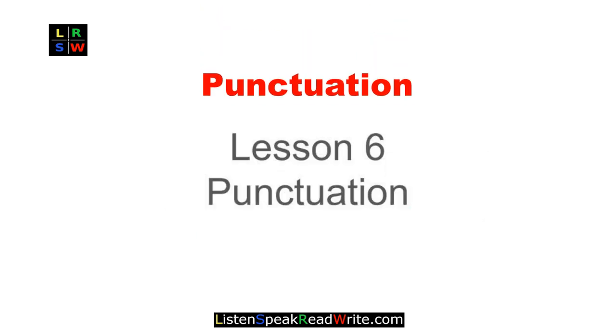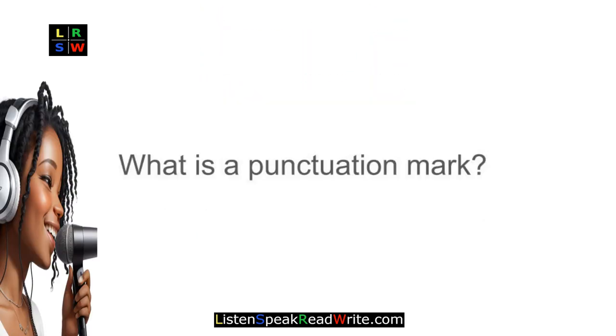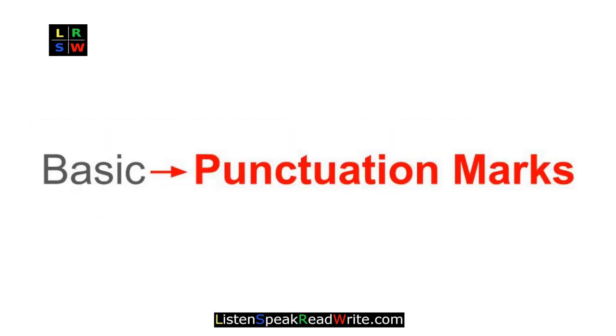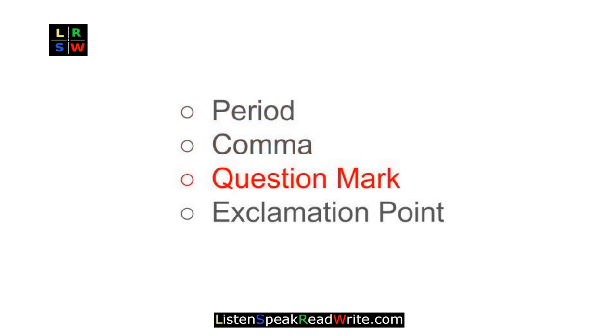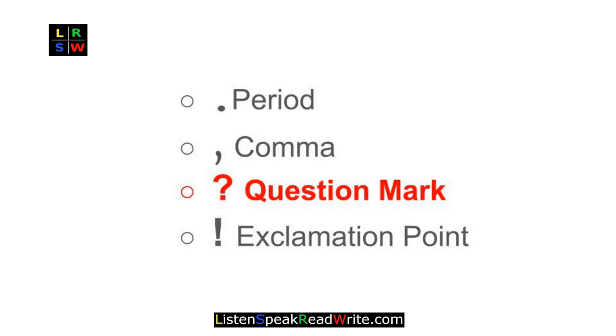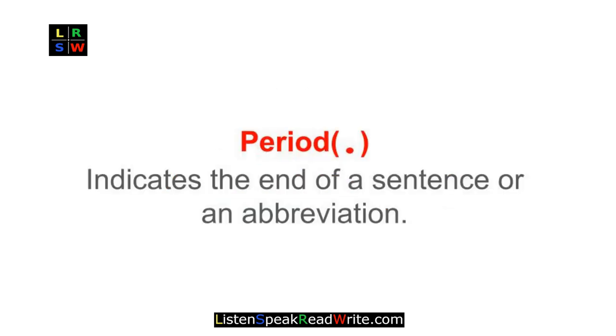Lesson 6, punctuation. What is a punctuation mark? Punctuation marks are symbols used in writing to clarify, organize, and emphasize the meaning of sentences. Basic punctuation marks: period, comma, question mark, exclamation point. Period indicates the end of a sentence or an abbreviation.